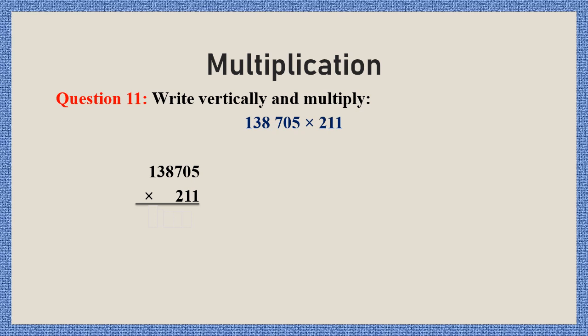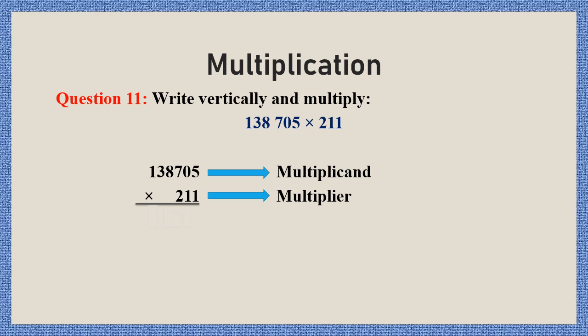Let's move on to solving vertical sums. Question number 11 from exercise 1C is, write vertically and multiply. The 6-digit number that we have to multiply is 138,705, and the 3-digit number with which we are going to multiply this number is 211. Here it is important to note that 138,705 is called the multiplicand and 211 is called the multiplier. Now we will start multiplying these two numbers.